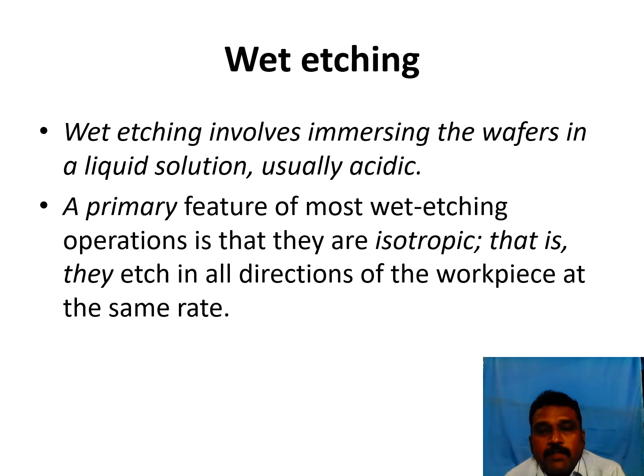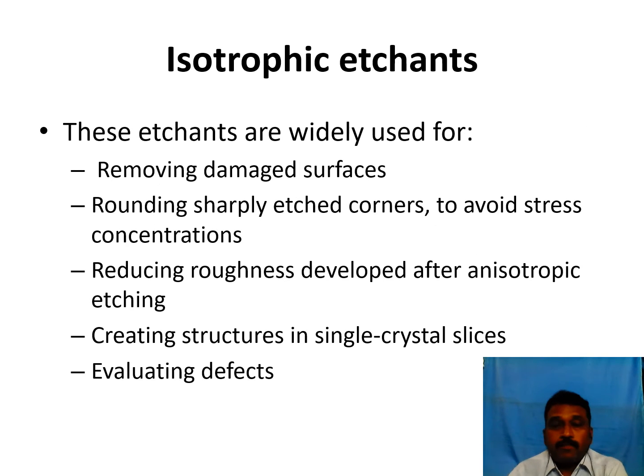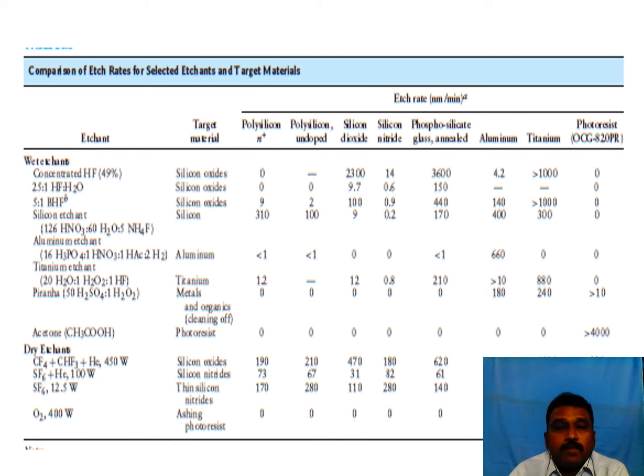The primary feature is that they are isotropic, that is, they etch in all directions. If you immerse the wafers in acidic solution, it will remove the layers, removing the materials in all directions at the same rate. So what are the isotropic agents, and why were these agents widely used? Because of these properties. You can see various etching methods, that is, etchants used in the dry etching process and the wet etching process. What are the target materials, and the etch rate for different materials.